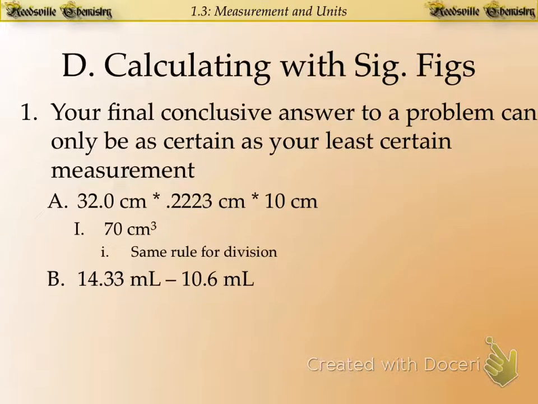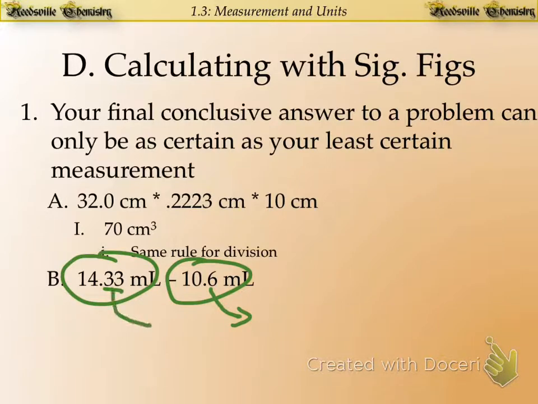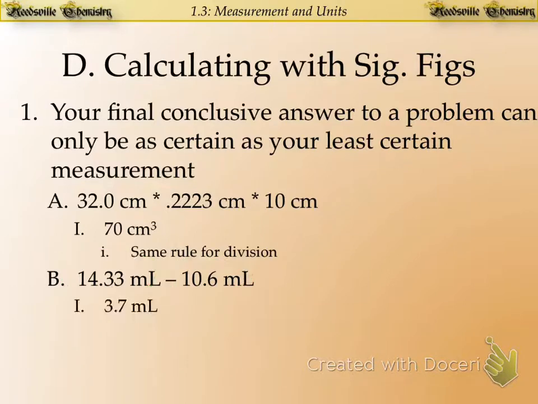So what about addition and subtraction? Okay, so for addition and subtraction, now instead of looking at all of the numbers in the particular problem, all you have to do is take a look at how many digits are to the right of the decimal place. For this number right here, you have one digit to the right of the decimal place. For this number here, you have two digits to the right of the decimal place. That means your final answer can only have one digit to the right of the decimal place when you do the subtraction. So 3.7 mils is going to be my final answer. This rule is the same for addition as well. All right, there we go. That's 1.3.